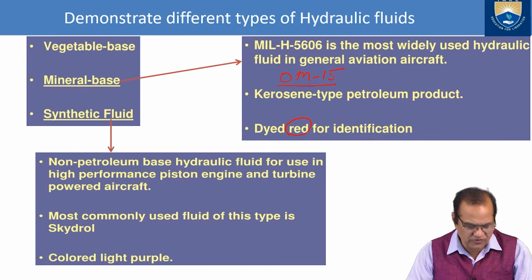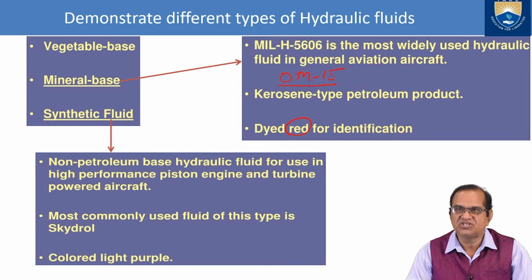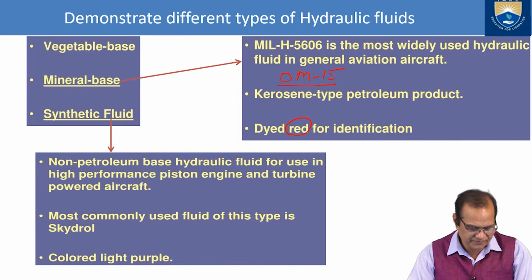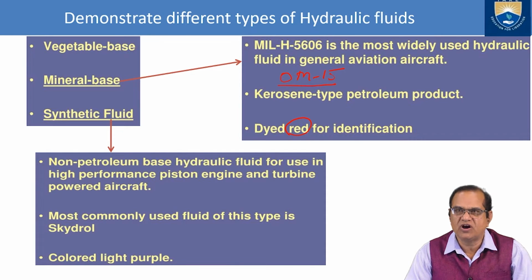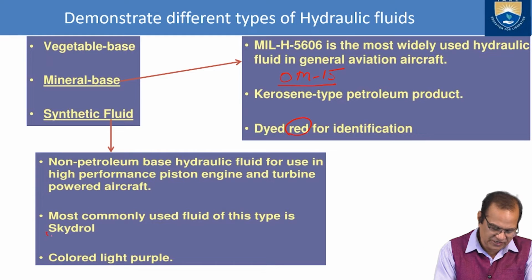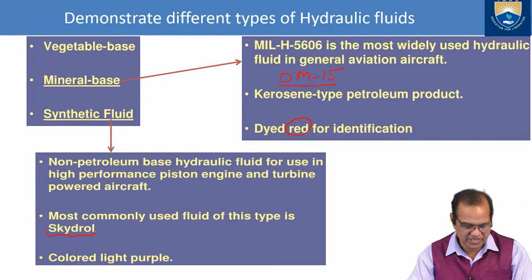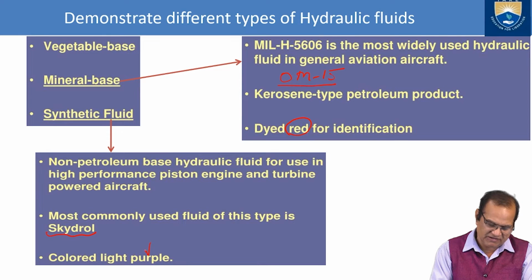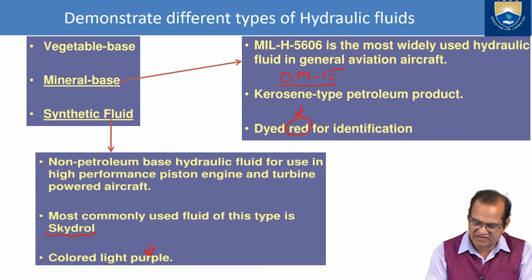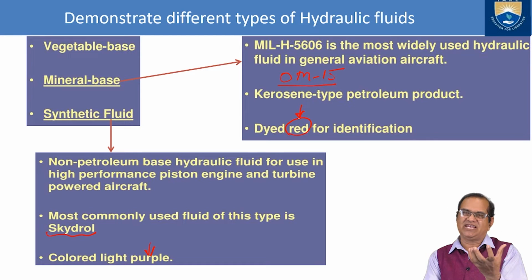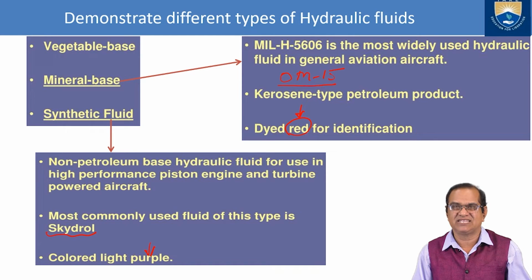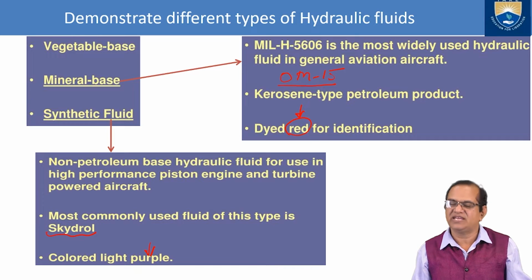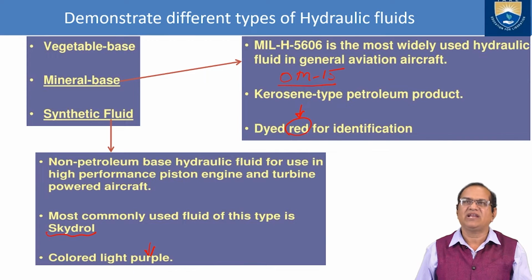Next is the synthetic fluid, a non-petroleum based hydraulic fluid for use in high performance piston engine and turbine powered aircraft. The most commonly used fluid of this type is Skydrol. This is another type of fluid. It is a synthetic fluid colored light purple. Its color is here and color is here. So you can identify that if it is purple, it is a synthetic fluid. If it is red, it is a mineral fluid. So like this, you can identify.